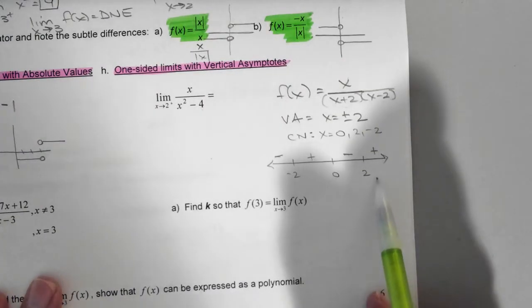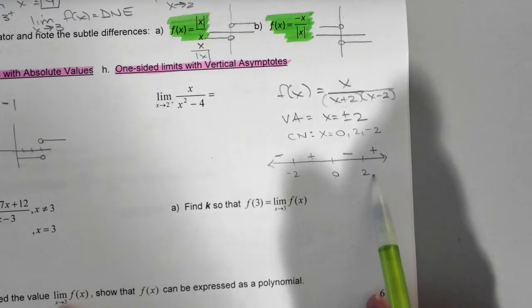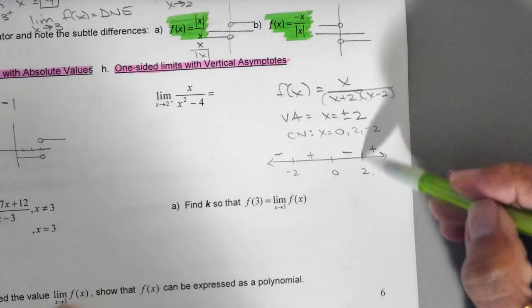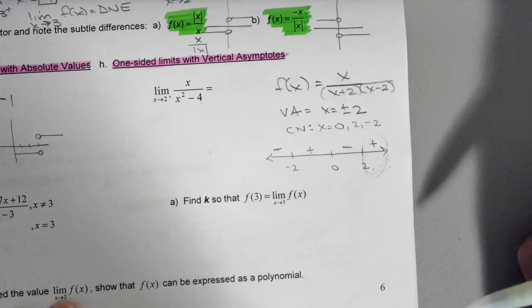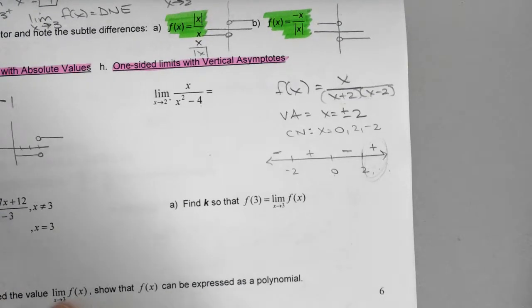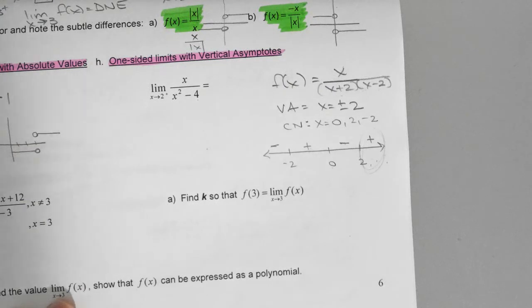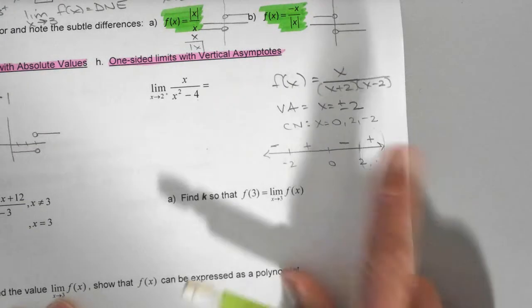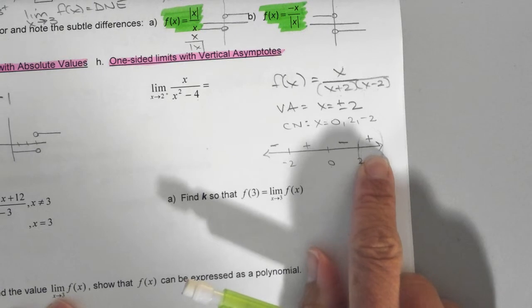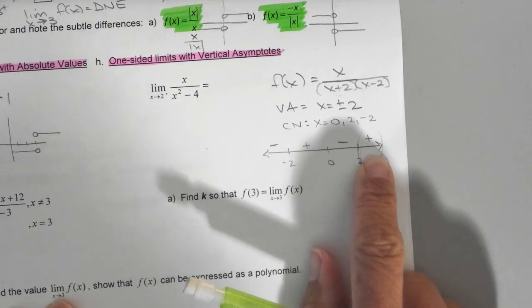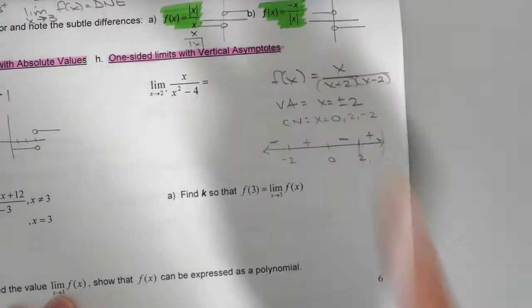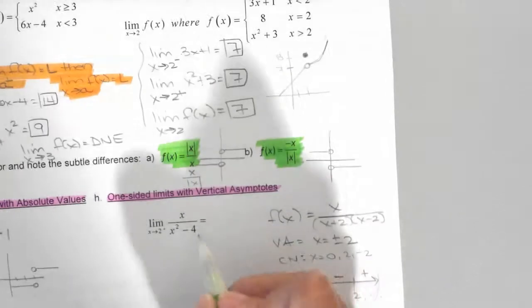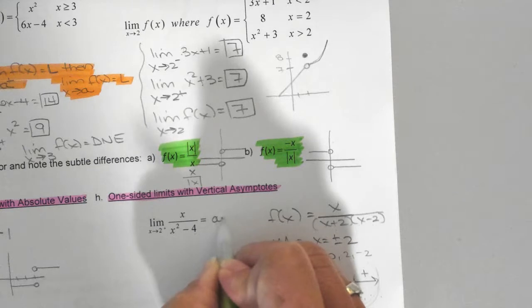Okay, what do we really care about, though? As we approach from the right, we care about this one. Yes? Okay, so what we want to know is what's happening. Does the graph shoot up towards positive infinity or down towards negative infinity? If this interval gives me a positive value every single time, that means my values are going to go up to positive infinity. If this was negative, that means my answer would be negative infinity. So here, this is positive infinity.